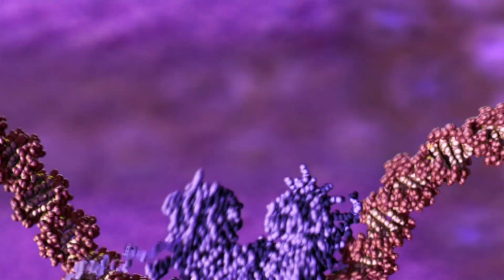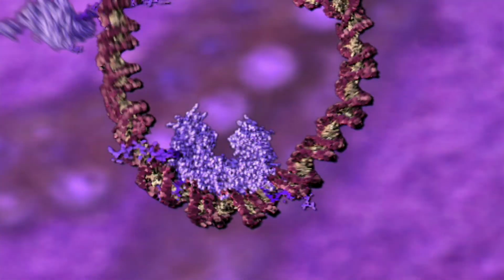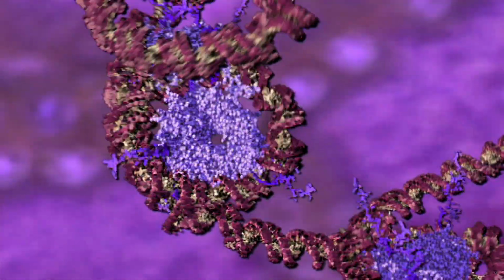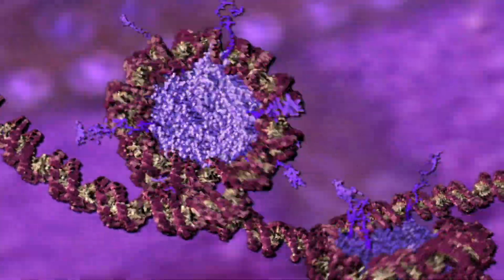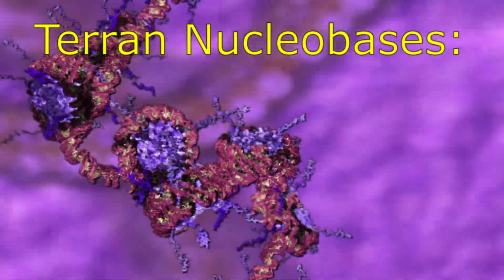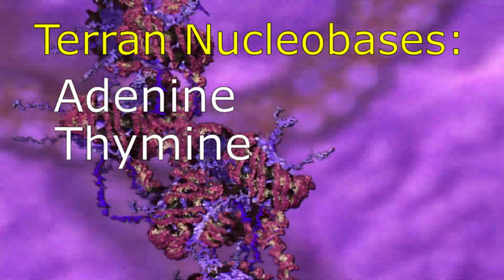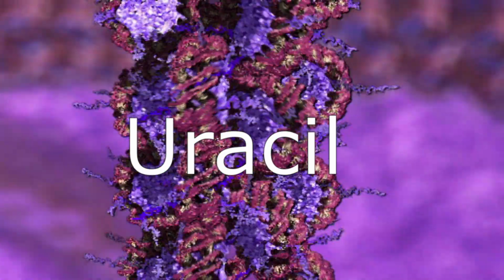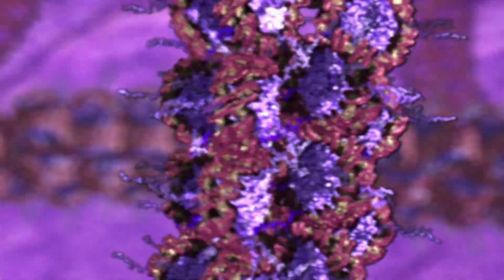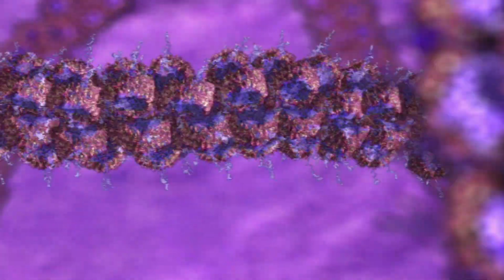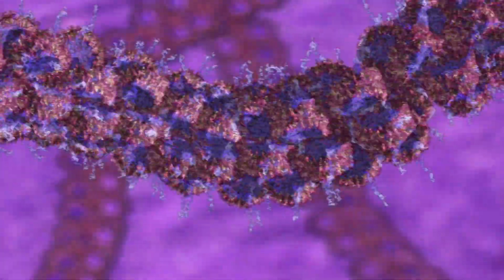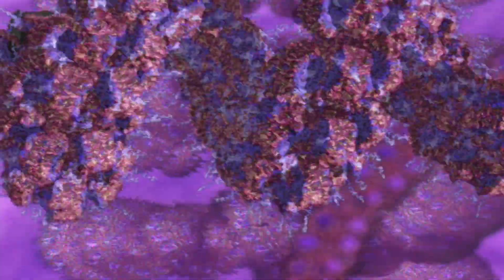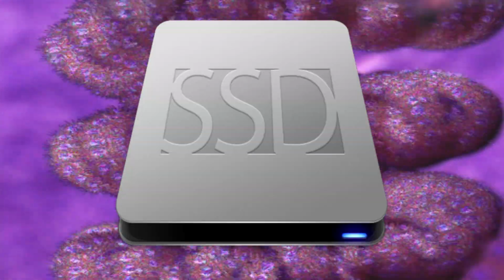How does DNA work? DNA is a very long, tightly wound molecule made up of interlocking parts. These parts are called nucleotides. Each nucleotide is made up of joined nucleobases. Terran DNA, as found on Earth, has 4: adenine, thymine, guanine, and cytosine, with a 5th, known as uracil, found in RNA. These are how DNA codes information. DNA does not store information like a digital format. It stores information more analog, like a phonograph record versus an SSD.